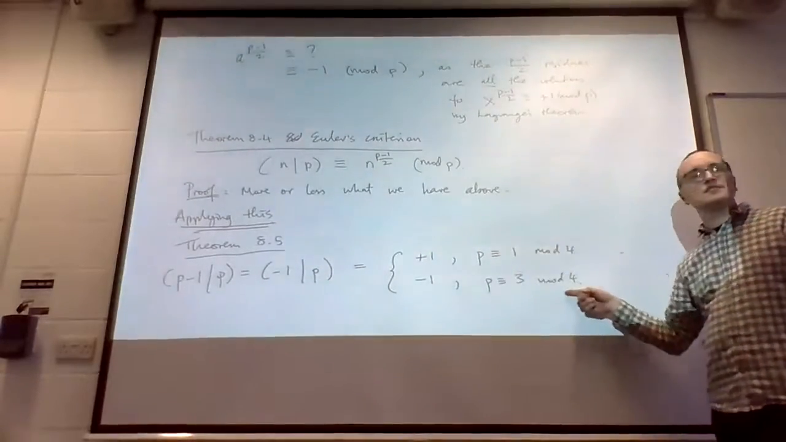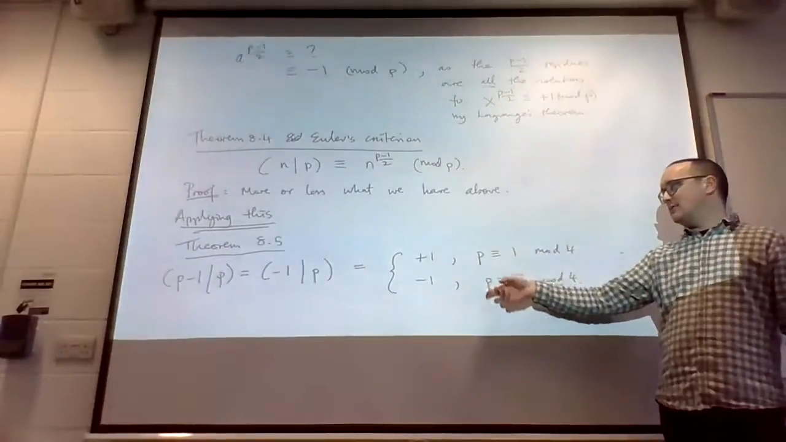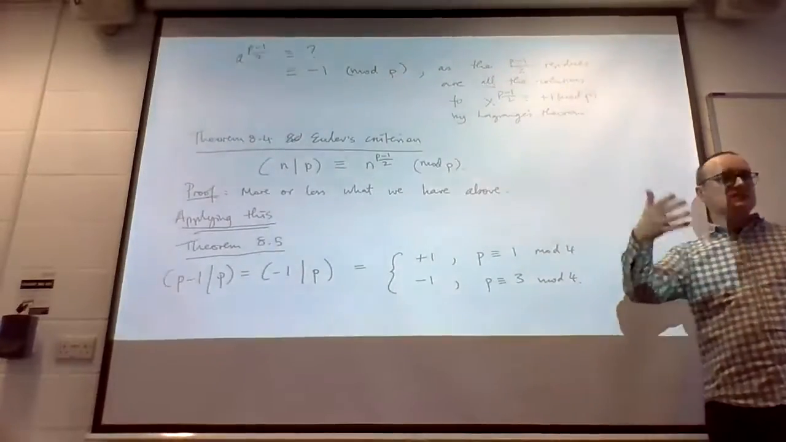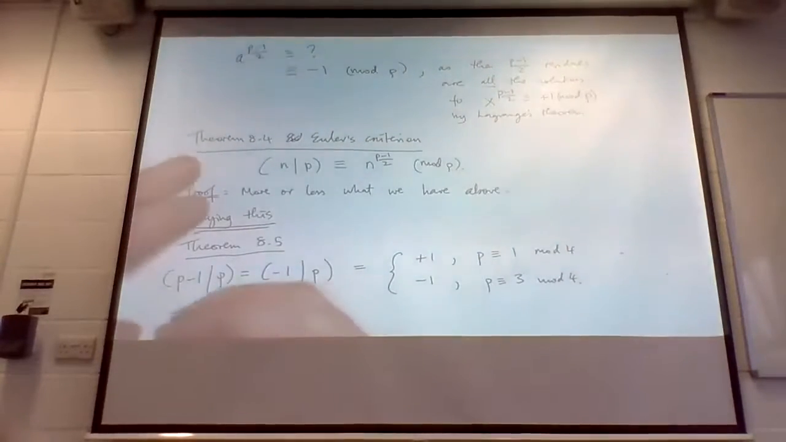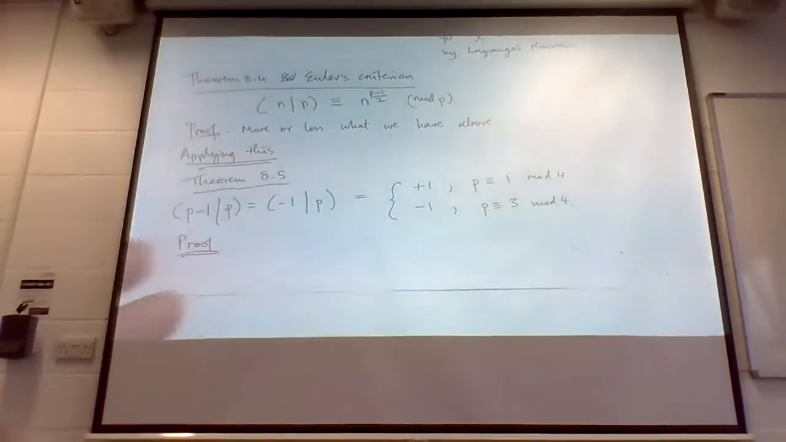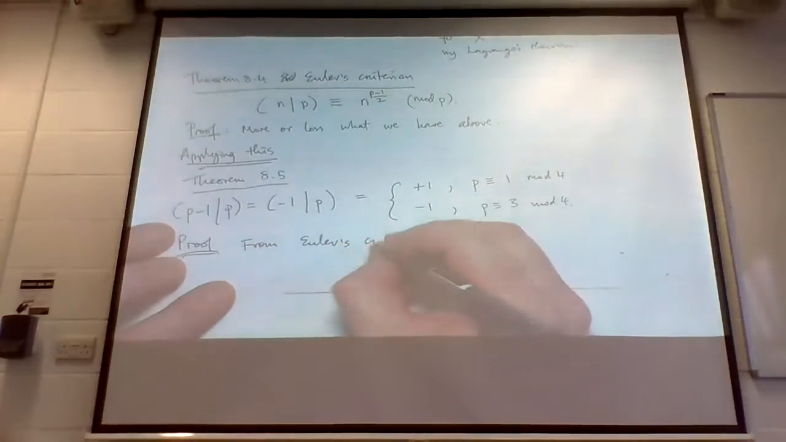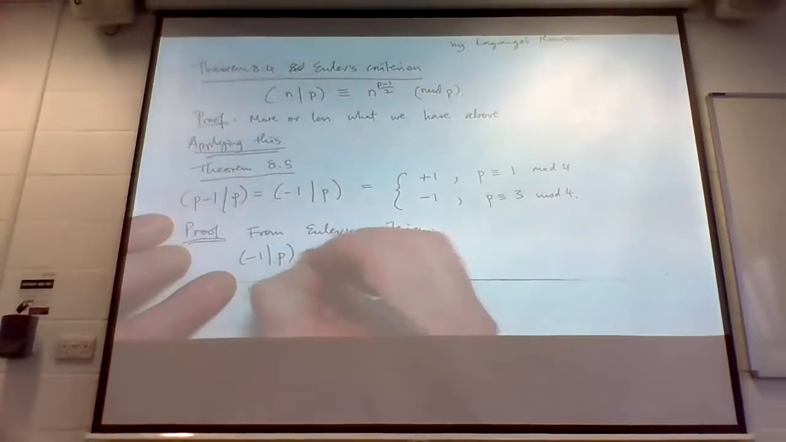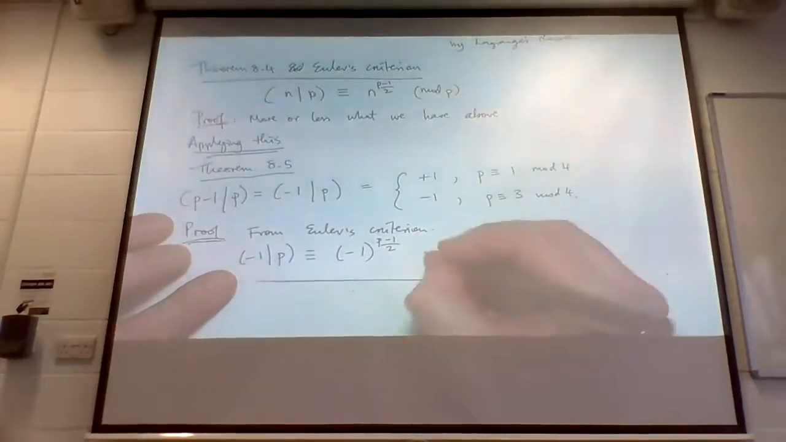So this is a very easy test to do on a given prime number: work out whether it's 1 or 3 modulo 4. Obviously, any odd prime has to be one of these two. It can't be 0 mod 4 or 2 mod 4, because in those cases it would be even. p is an odd prime. Now the proof of this is just a direct application of Euler's criterion. From Euler's criterion, the Legendre symbol of minus 1 mod p is congruent to minus 1 to the power of (p minus 1)/2 mod p.